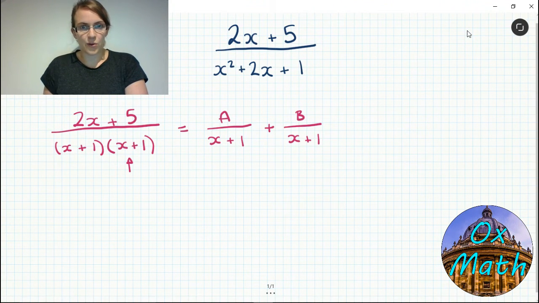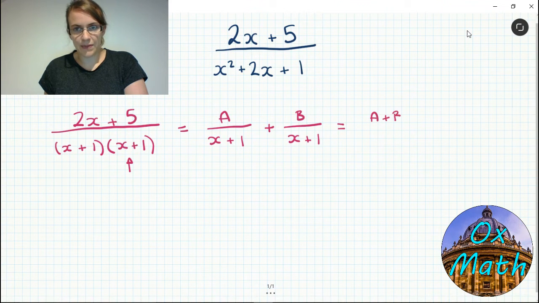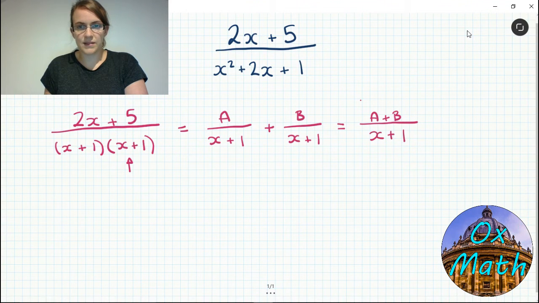Now, you might have already seen the issue with this one. We have two fractions here added together, but the denominators are already equal. So I could straight away just add them. A plus B, add the tops, and the denominators are equal, so the denominator stays as x plus 1. Clearly, A plus B, which are both constants, over x plus 1 does not give us 2x plus 5 over x squared plus 2x plus 1. So there is something wrong with this. We cannot do it in the exact same way.